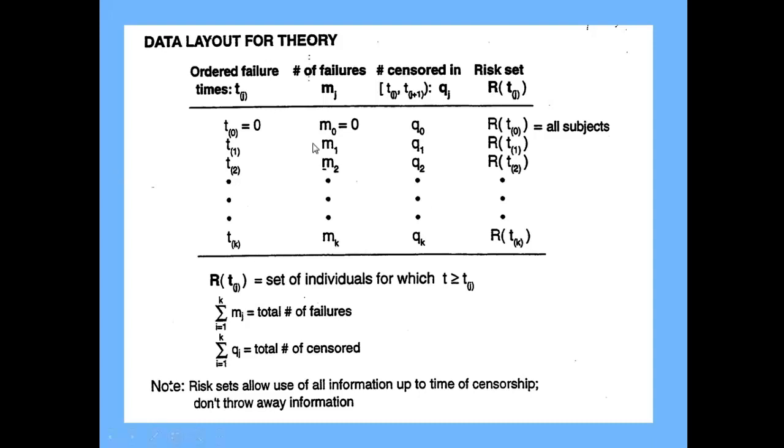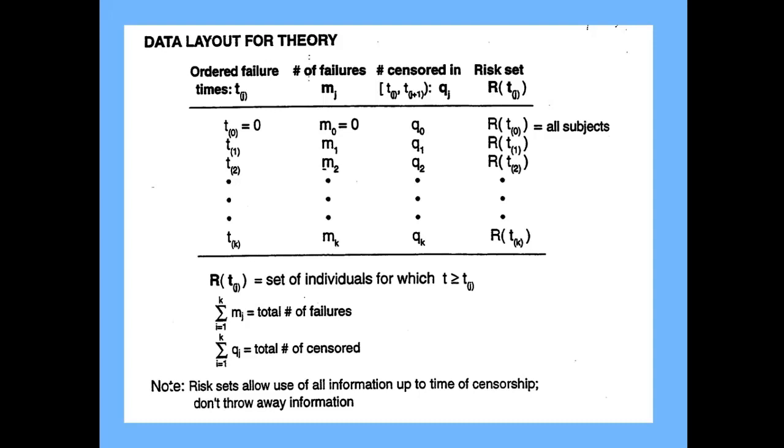So then there's this thing called the risk set. It's very important to know about. The risk set is the collection of subjects that are at risk at any given time in this list. Now, at time 0, when nobody failed, who's at risk for failing? Everybody. Everybody's in the risk set at time 0.